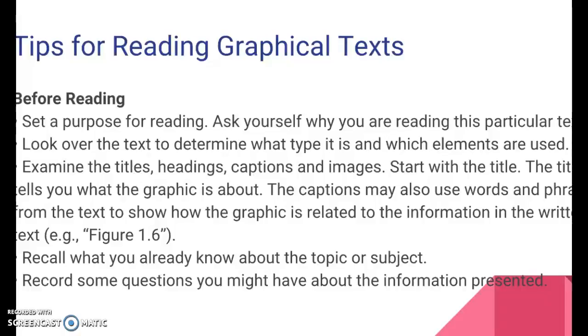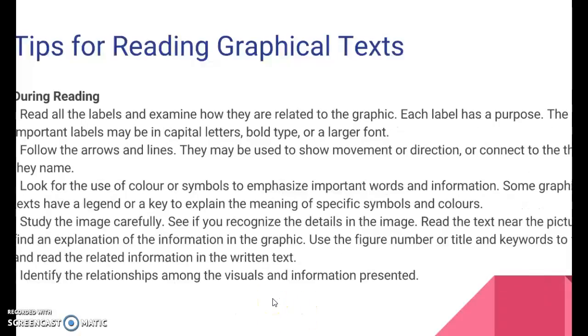Recall what you already know about the topic or subject. Record some questions you might have about the information presented. During reading, read all the labels and examine how they're related to the graphic. Each label has a purpose. The most important labels may be in capital letters, bold type, or a large font.